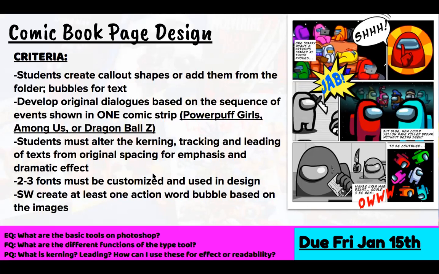You must then alter the kerning, tracking, and leading of text. So if you need to adjust the lines and the spacing in between the letters, you guys know how to do that now. And you can decide on 2 to 3 fonts that you can adjust by like the spacing or the warping in your own design. And then you're going to create one action word or bubble based on the images. So it could be like ow, I have ow in here, and shush, and then jab.